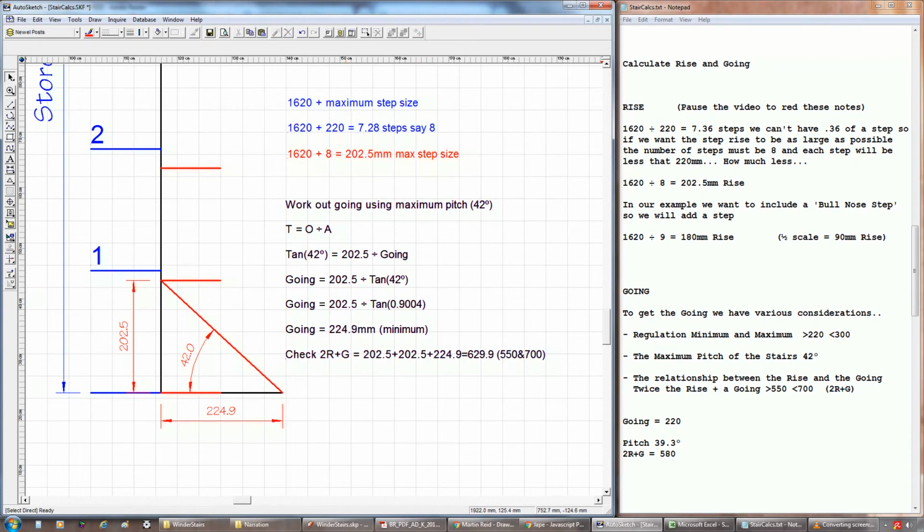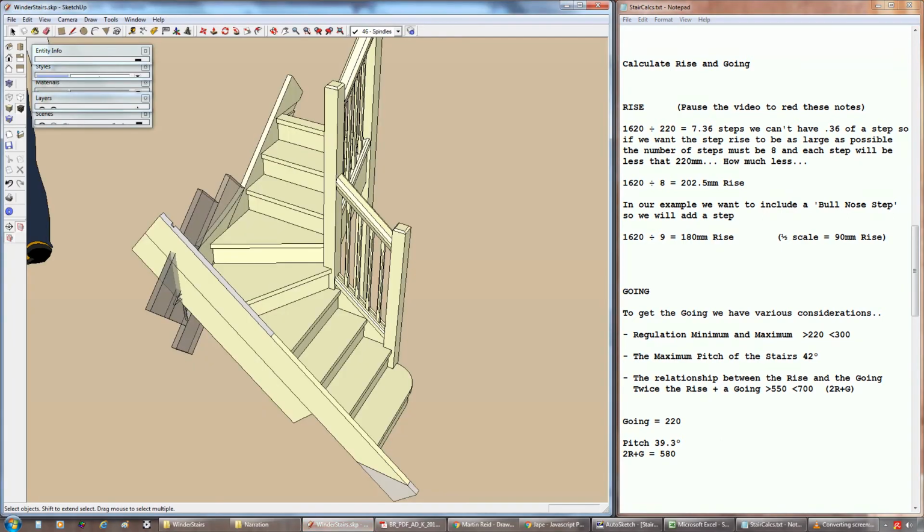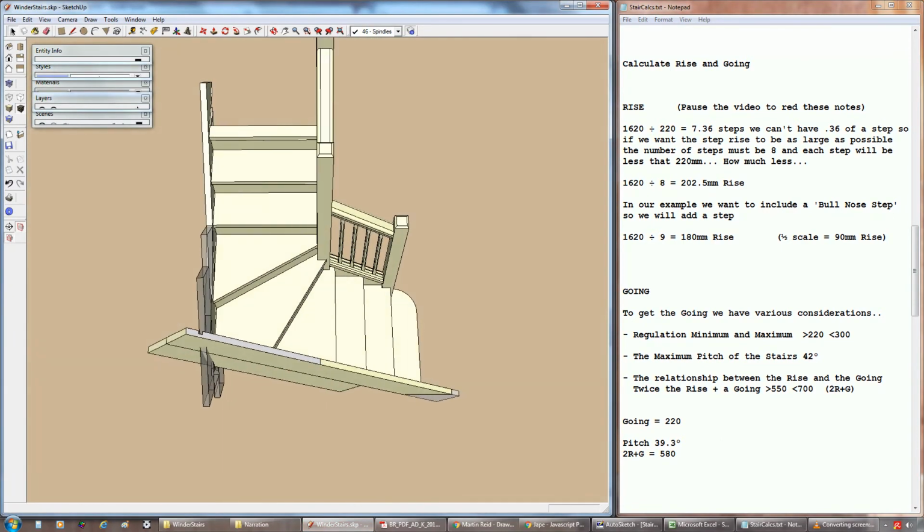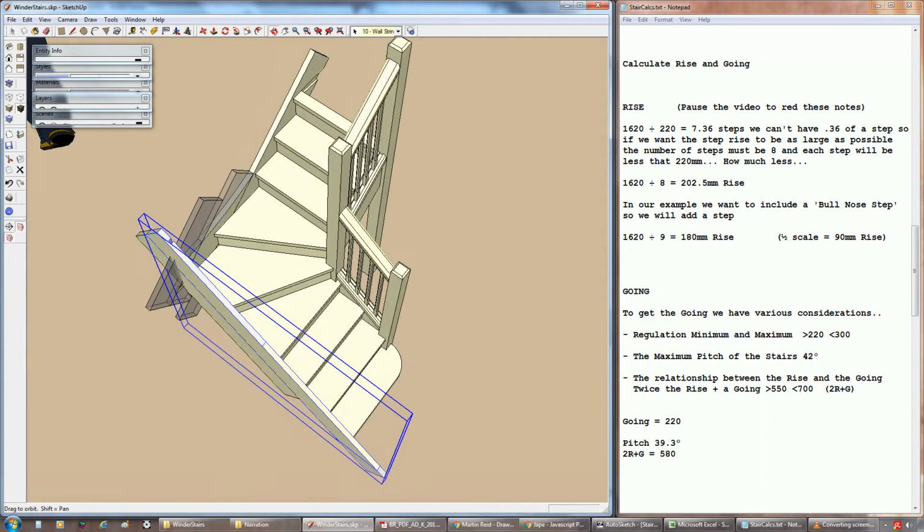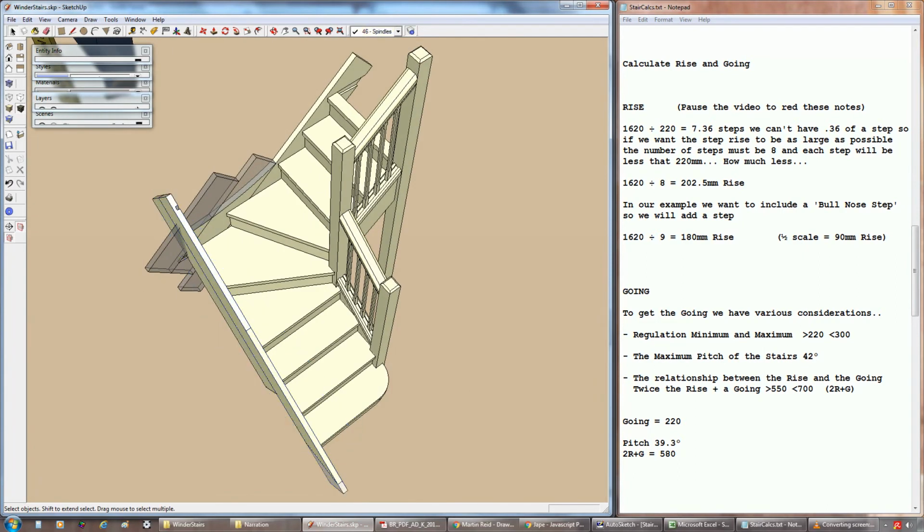So that would be a working example for our stairs which have a rise of 1620 millimeters. But I'm going to add a complication, because I want you to build in a bull nose step. I want you to show me that you've got the knowledge and the skill to do the setting out, to do the manufacture and fitting of that bull nose step at the bottom of that flight of stairs.